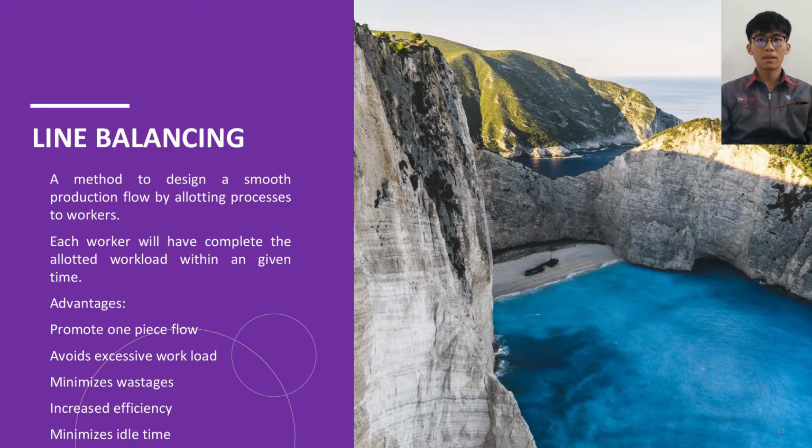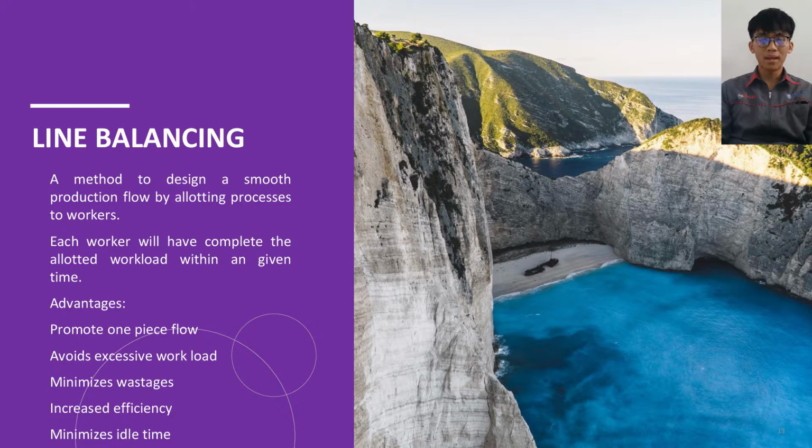So the line balancing method is a method to design a smooth production by allotting processes to workers. So each worker will complete the allotted workload within a given time. The advantage of using line balancing is that we can promote one-piece flow, avoid excessive workload, minimize the wastage, increase efficiency, and minimize the idle times.